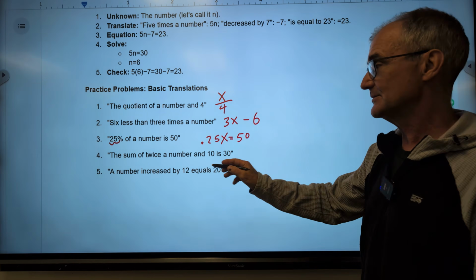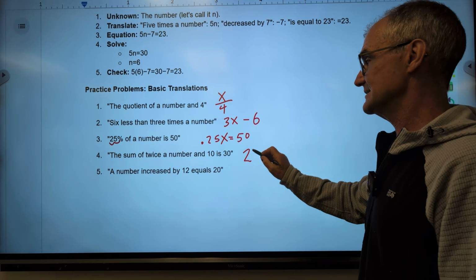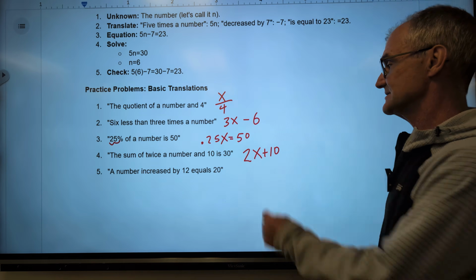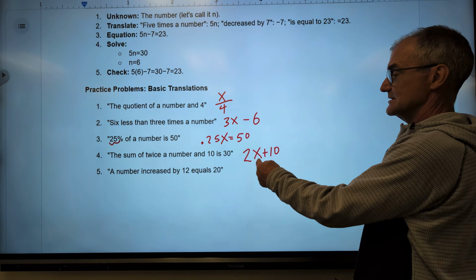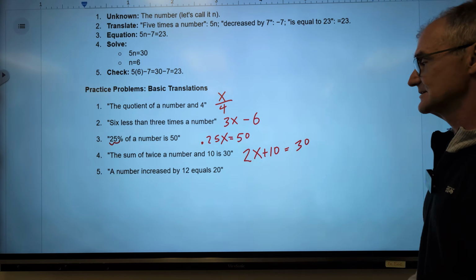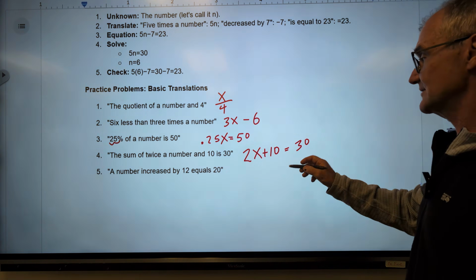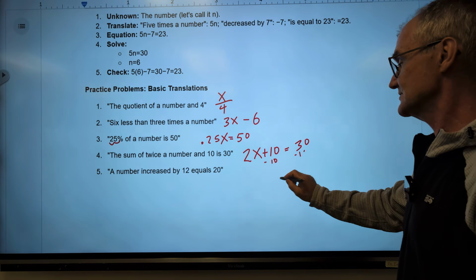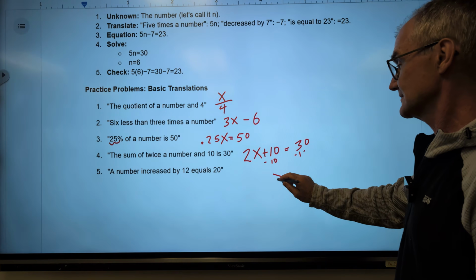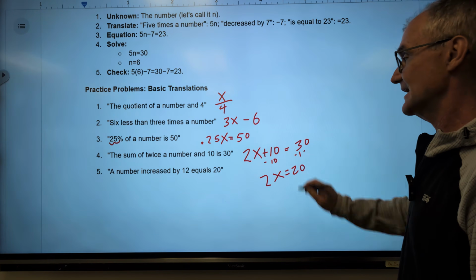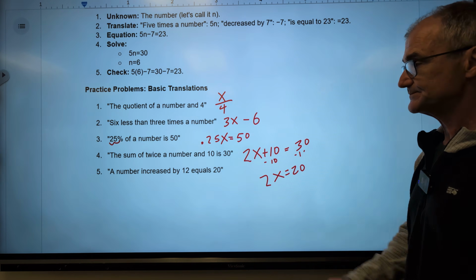The sum of twice a number and 10 is 30. There's an equation. Solve that equation, isolate x by subtracting 10 from both sides. 2x is equal to 20. X is equal to 10.